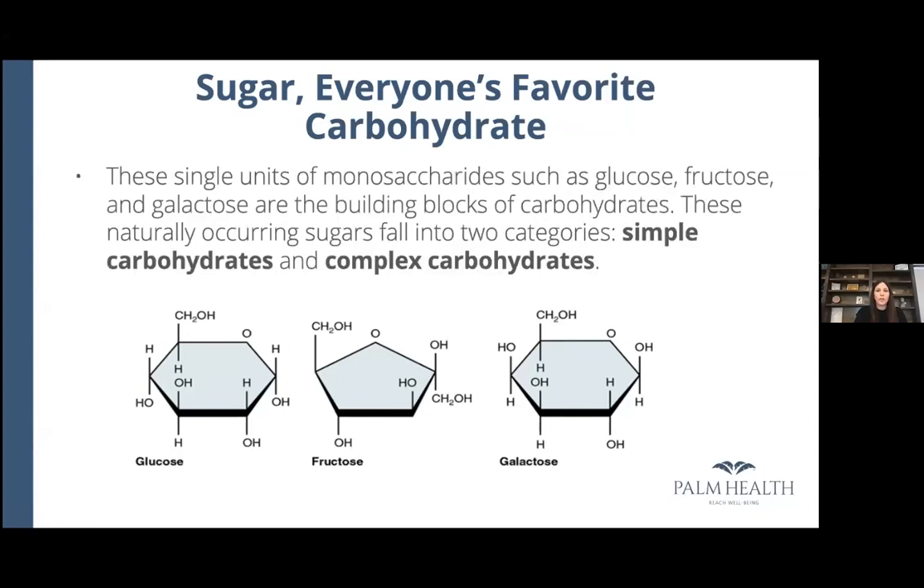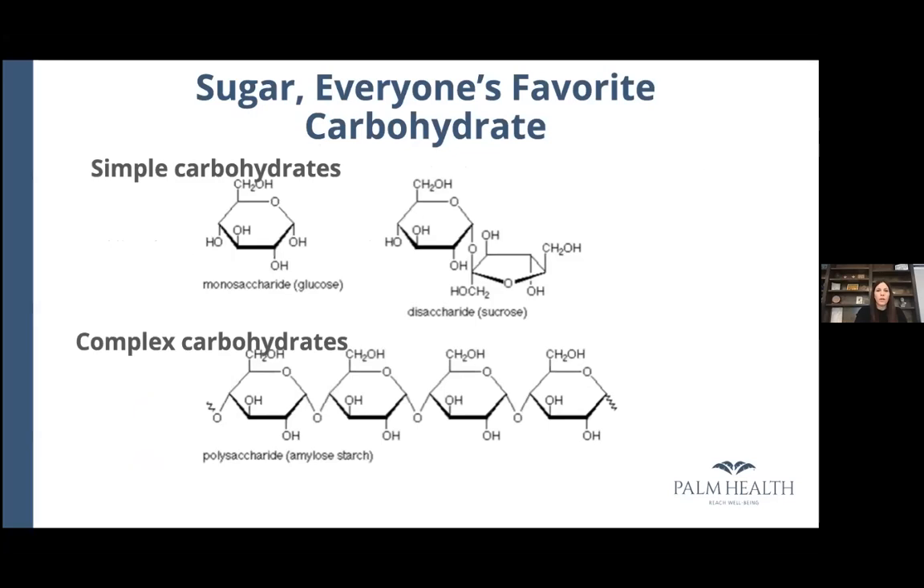These sugar molecules can group together into either simple or complex carbohydrates. A simple carbohydrate is one sugar molecule or two sugar molecules that are linked together. A complex carbohydrate is when you have a string of these different types of sugar molecules linked together. Our most basic example is table sugar. In that instance, you have two molecules linked together, one of glucose and one of fructose.